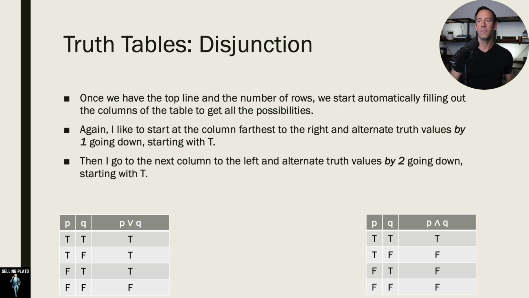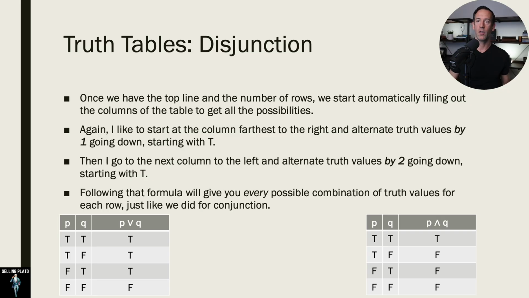Second column. I go to the next column to the left and alternate truth values by 2 going down, starting with T. So then I go TTFF. All right. So first column all the way to the right, atomic sentence, TFTF. Second column, the one that's to the left of that one, TTFF. That's how it's done. You see it's the same exact way that we did for conjunction because we have our same stock of atomic sentences because both conjunction and disjunction take 2 atomic sentences.